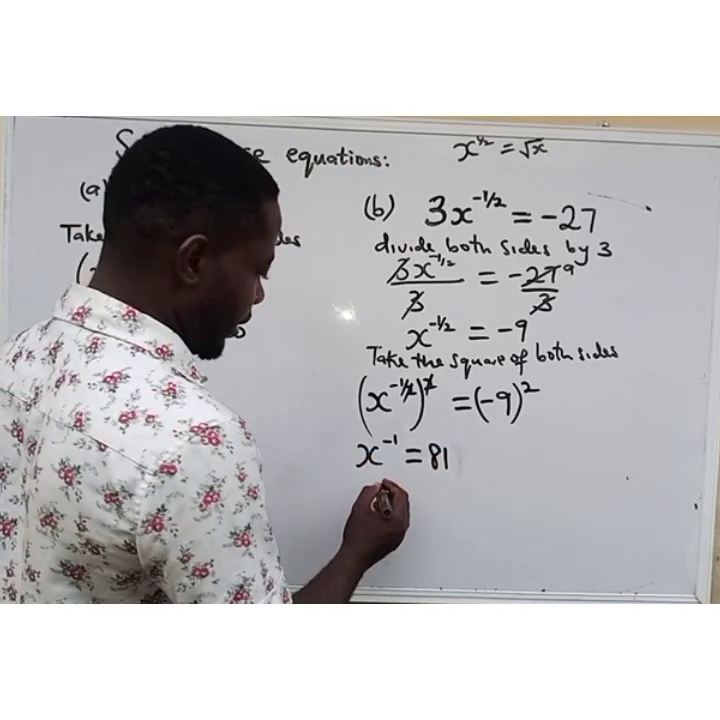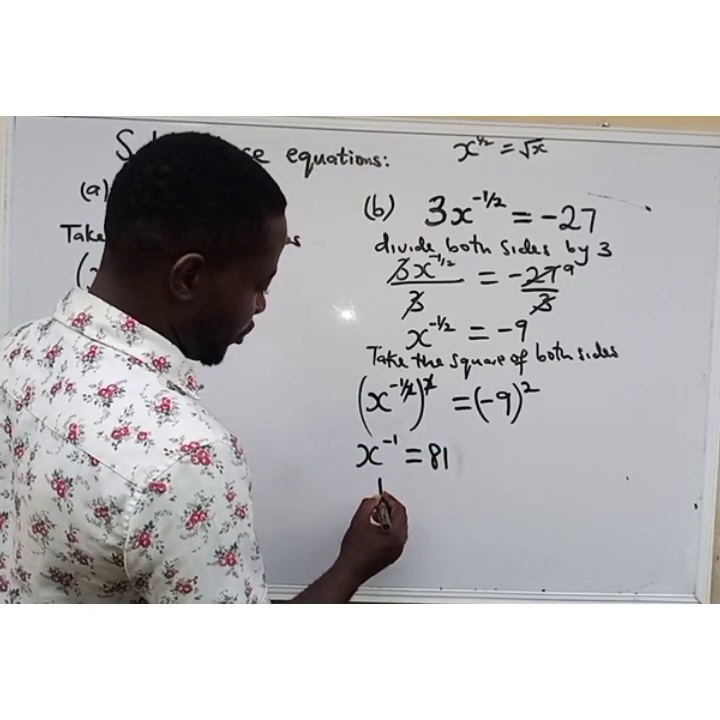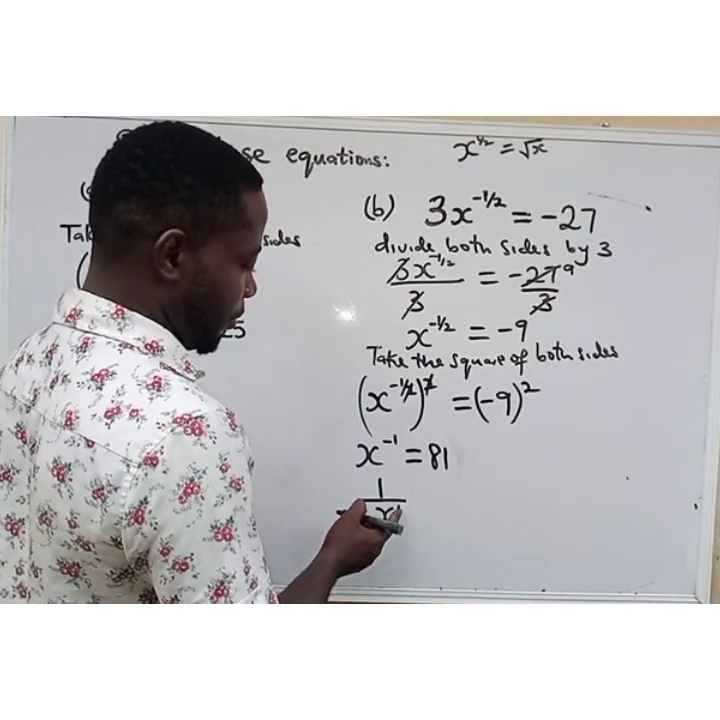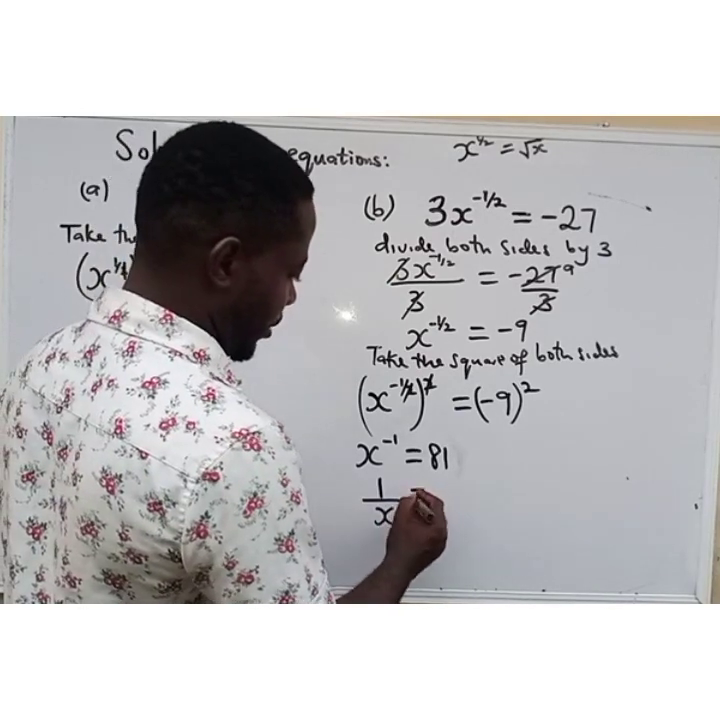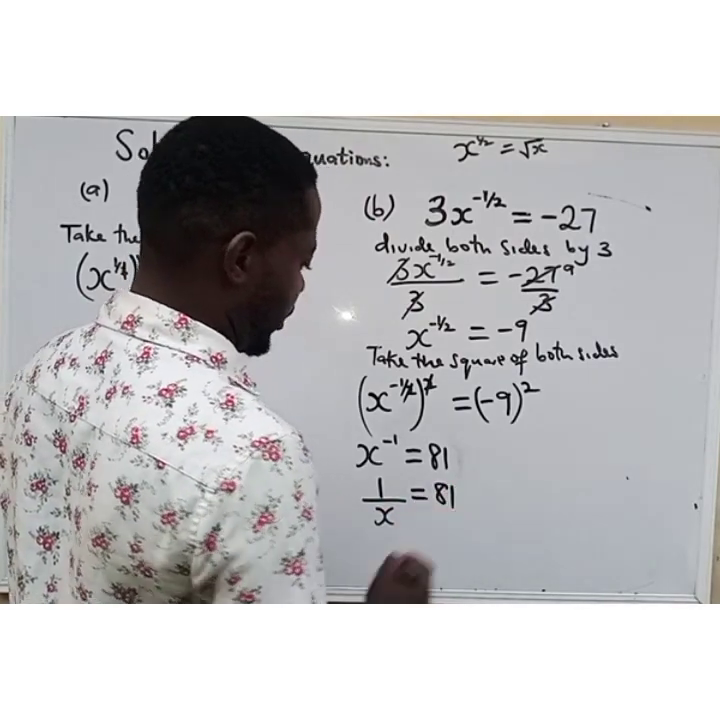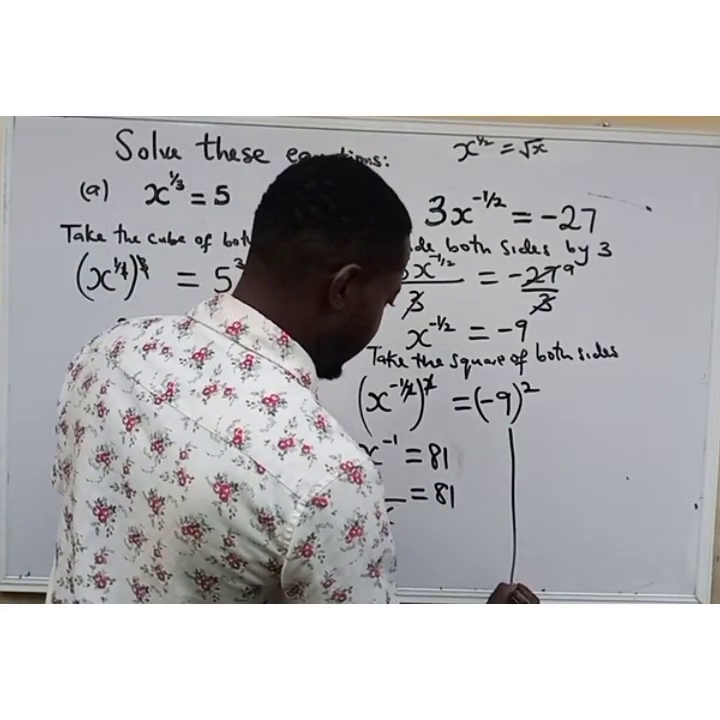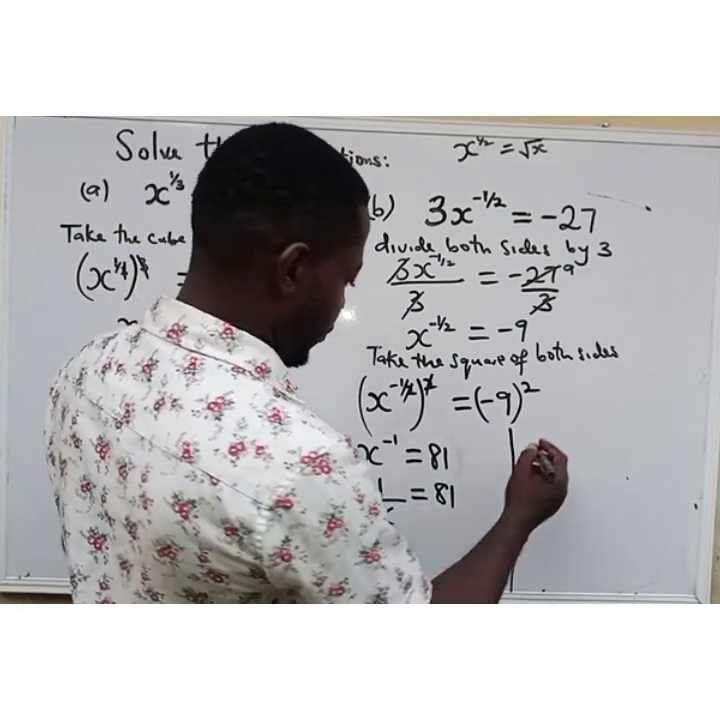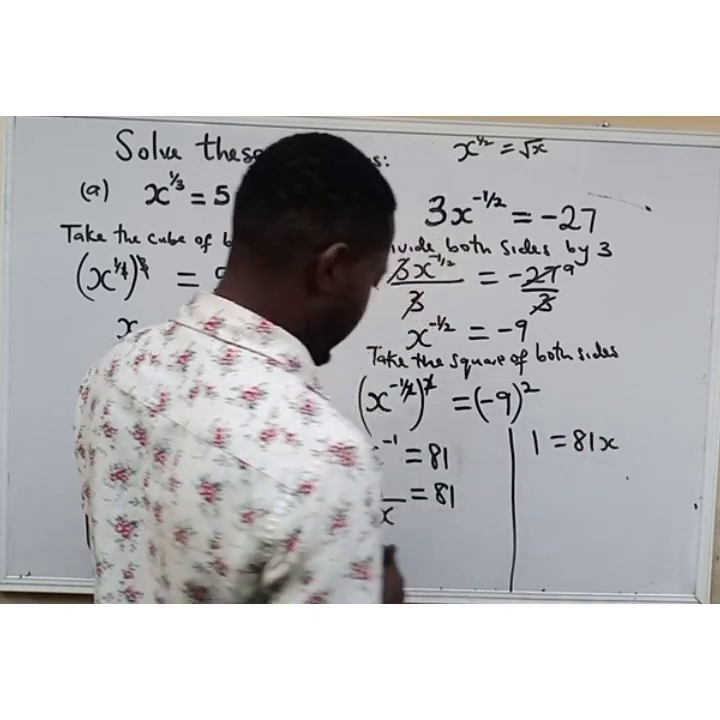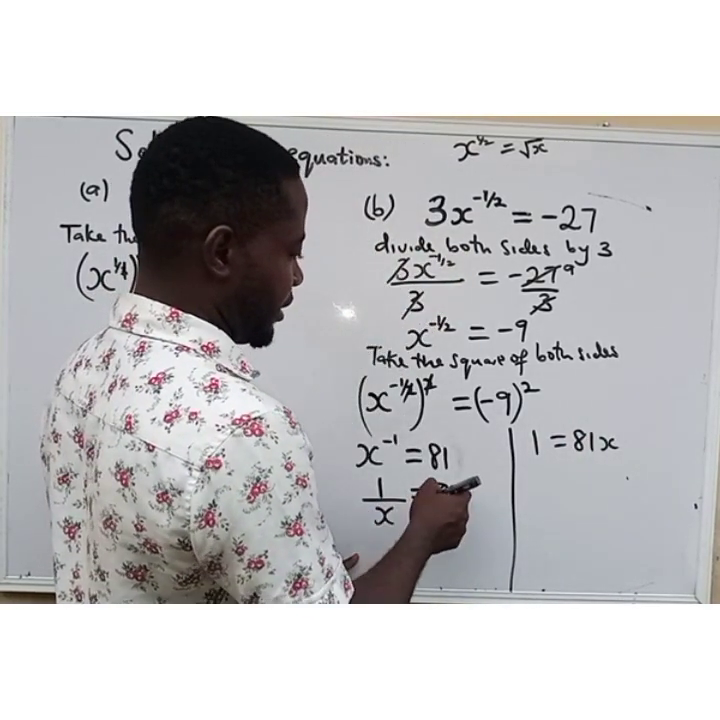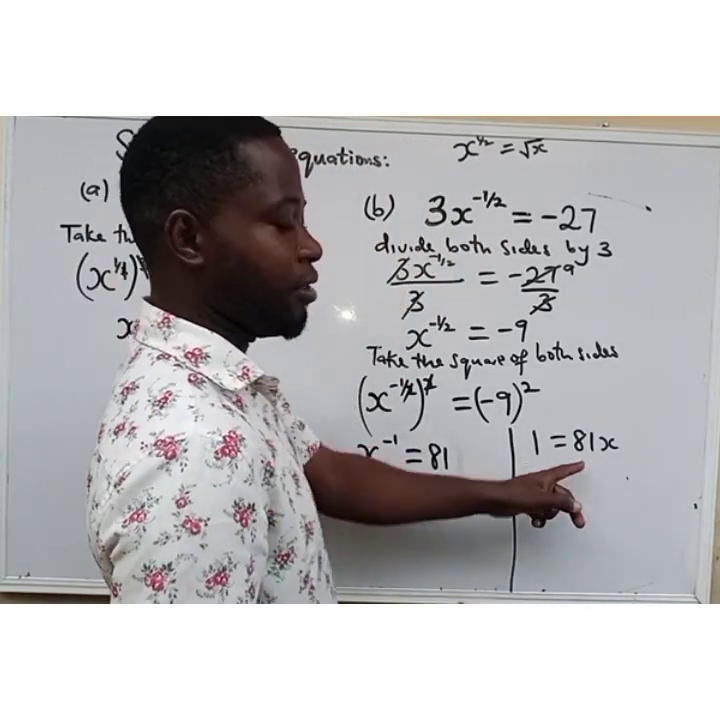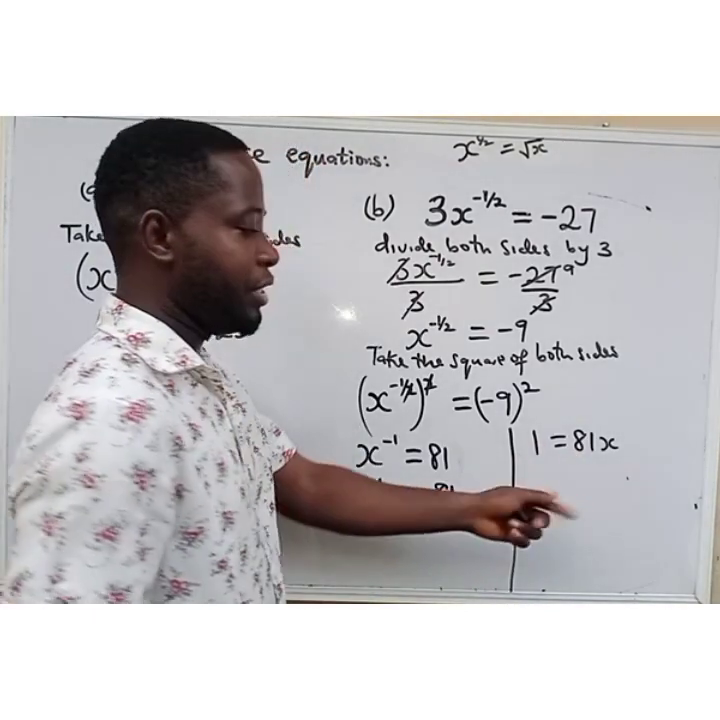Now, x raised to power negative 1 simply means 1 all over x raised to power 1, and x raised to power 1 is the same thing as x. So I'm going to leave it as 1 all over x equals 81. The next thing is to cross multiply. So if I cross multiply, I'm going to have 1 equals 81x. That is x times 81, 81x. Then the next thing, in order to make x the subject of the formula, I'm going to divide both sides by the coefficient of x.